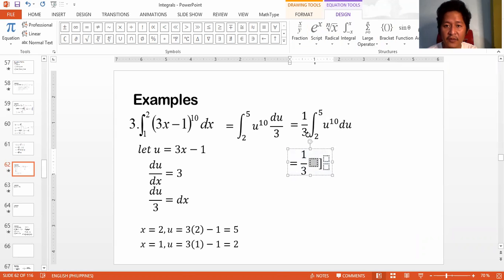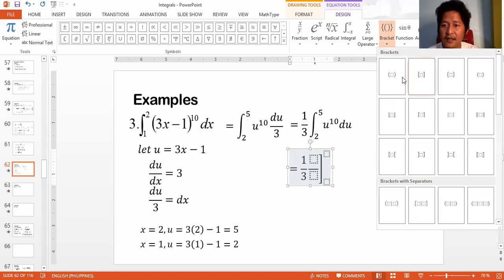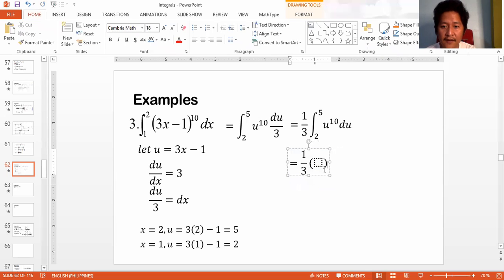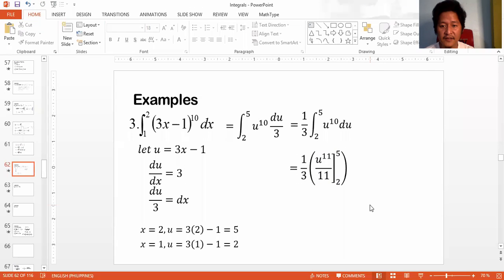Okay, so now, ano mangyayari dito? This will become, sorry, I'm just placing all these brackets. Sa loob to lahat. So, u to the n, so mangyayari, u to the n plus 1 na tayo, di ba? So magiging u to the 11, right? Over 11. And then we just evaluate this from 2 to 5. Okay? Simple? Malinaw?